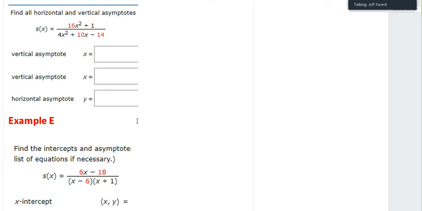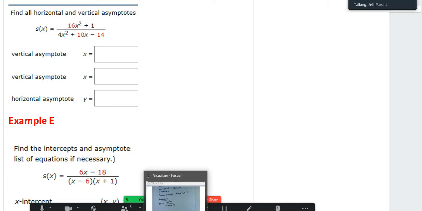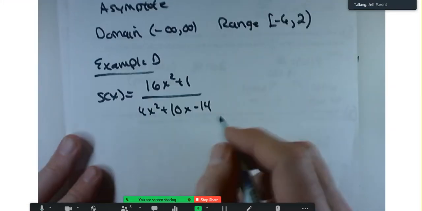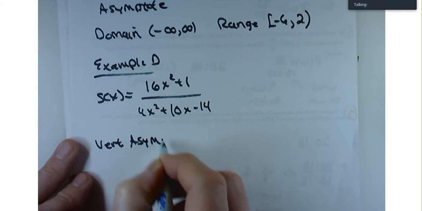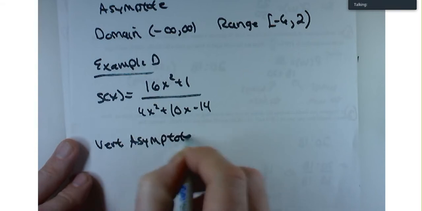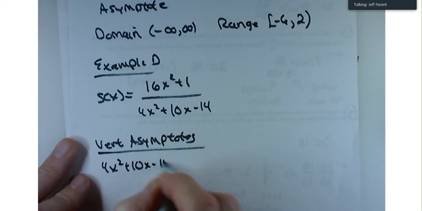Now, I don't know about you, but I was never really good at factoring these kinds of things. We have to figure out where the denominator is equal to 0. The denominator equals 0 is going to tell us what? The vertical asymptotes. Good. So let's work on that part. That means our vertical asymptotes are going to be where 4x squared plus 10x minus 14 equals 0.